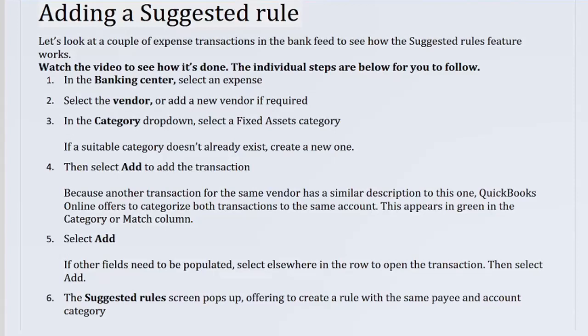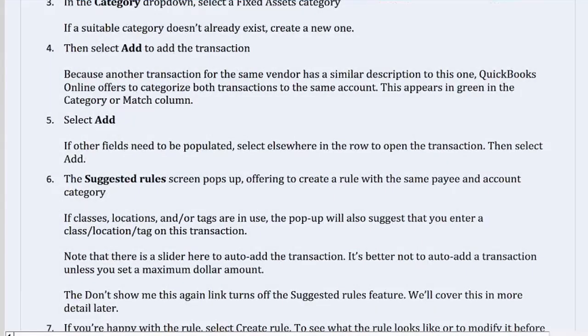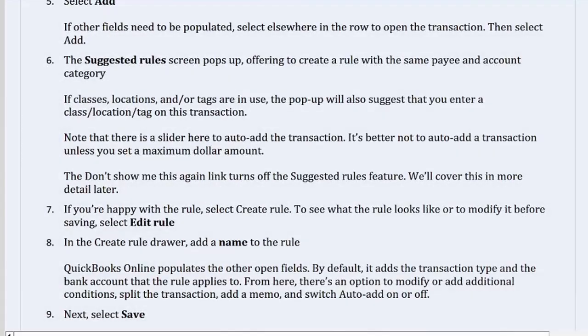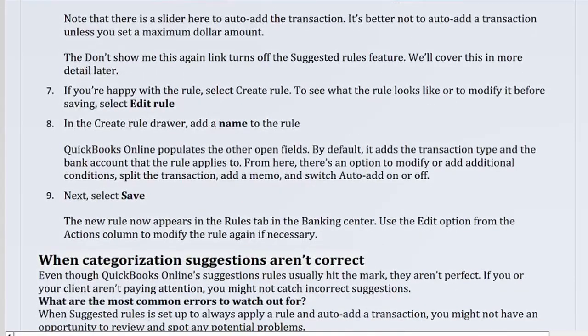The Suggested Rules screen pops up, offering to create a rule with the same payee and account category if classes, locations, and/or tags are in use. The pop-up will also suggest that you enter a class, location, or tag on this transaction. Note that there is a slider here to auto-add the transaction. It's better not to auto-add a transaction unless you set a maximum dollar amount. The Don't Show Me This Again link turns off the Suggested Rules feature. We'll cover this in more detail later. If you're happy with the rule, select Create Rule. To see what the rule looks like or to modify it before saving, select Edit Rule.